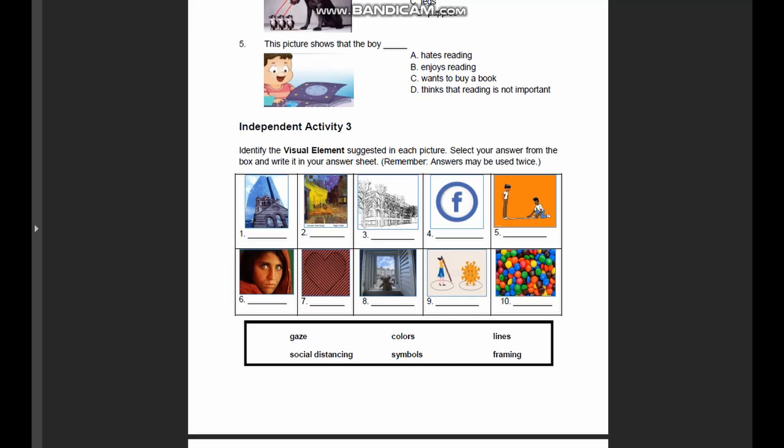Write your answers in your answer sheet. Your answer may be used twice. Pwede silang gamitin or madoble. Choose one answer for each number.